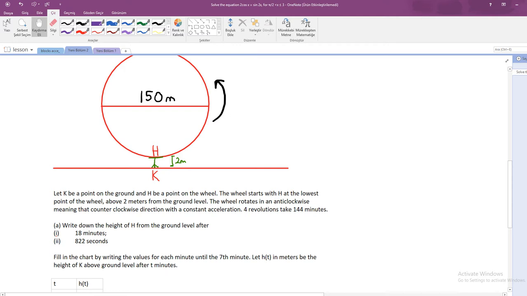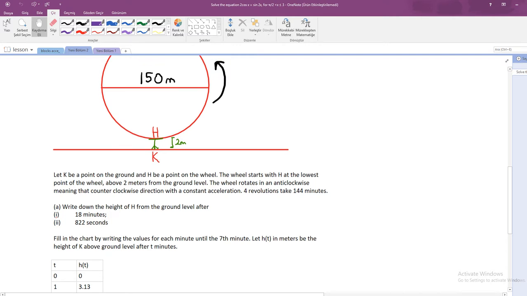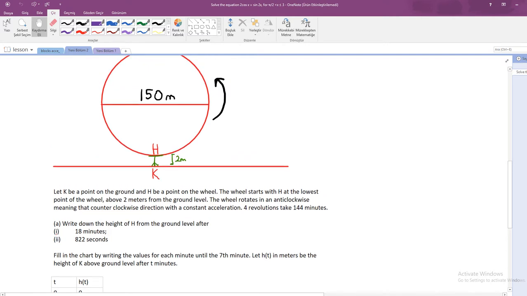The wheel rotates in an anti-clockwise, meaning counterclockwise direction with a constant acceleration. So 4 revolutions take 144 minutes. Revolutions means rotation. And write down the height of H from the ground level after 18 minutes. When 18 minutes pass, what will be the height from the ground level? If we think of H as a point on the wheel, after 18 minutes, where will it be and what will its height be?